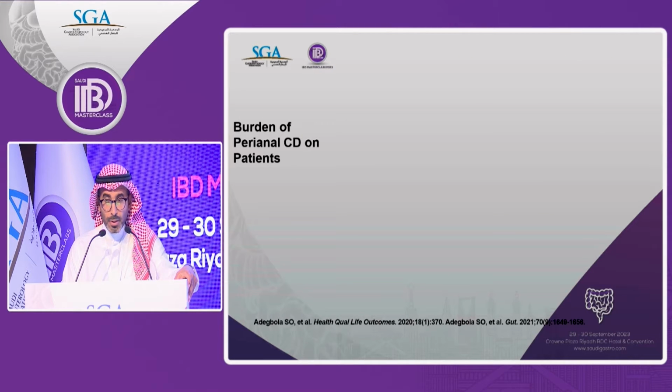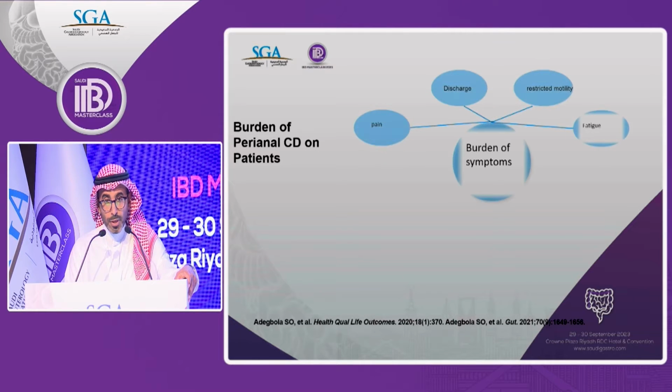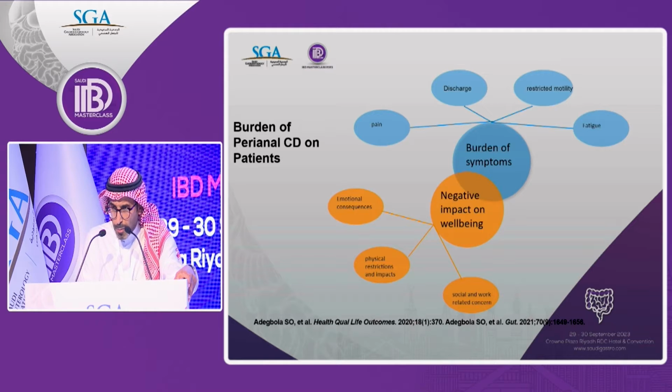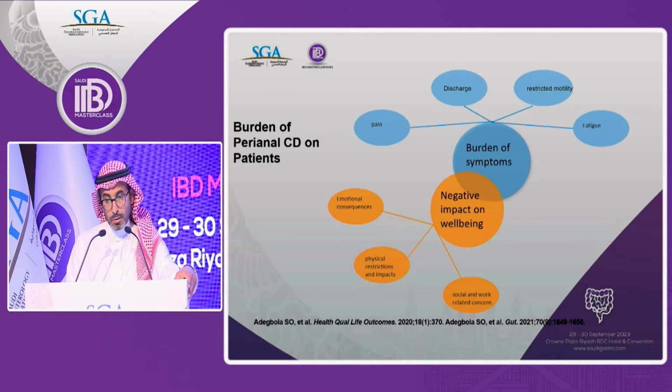What is the burden of perianal Crohn's in patients? We have a burden of symptoms, including fatigue, restricted mobility, discharges, and pain, and they will have a negative impact on well-being. Patients with perianal disease have absence from work because of the perianal discharges. Socially, they will be more isolated than the normal population. Emotional consequences: you will have more depression in those patients. And physical restriction because of discharges and the impact of this.